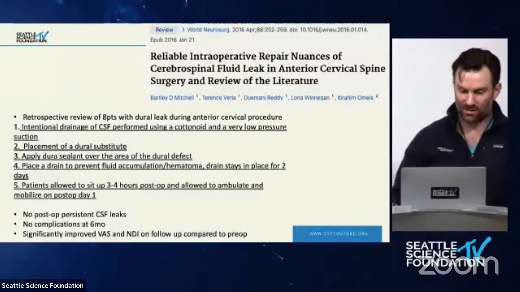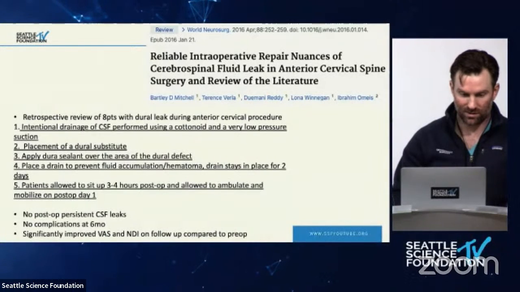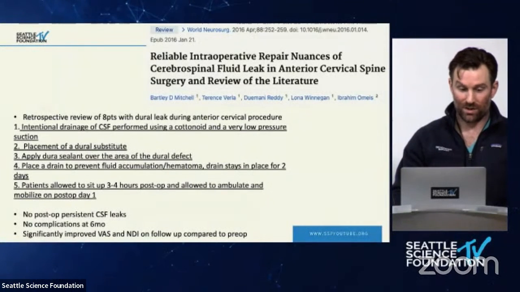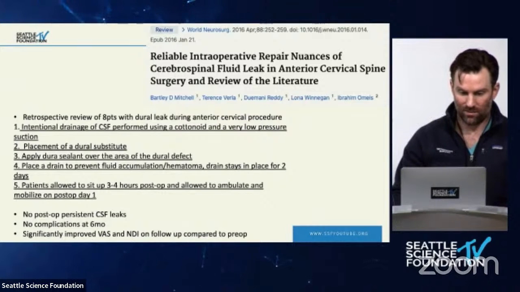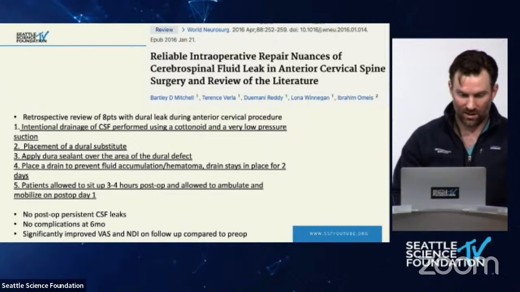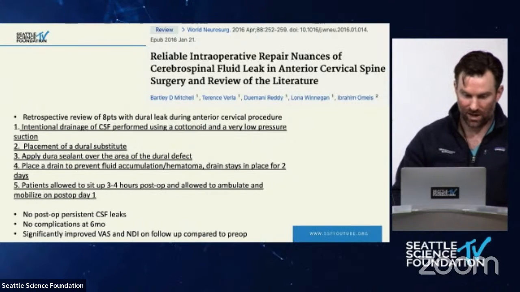A cottonoid was placed, with very low suction to decompress the pressure. They placed a dural substitute of some sort, and then a dural sealant over top of that. And then they placed a subfascial drain that stayed in for about 2 days. Patients were allowed to be upright after about 3 to 4 hours and ambulate on post-op day 1.